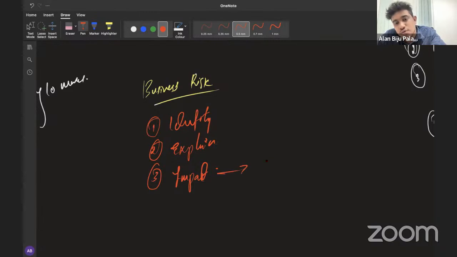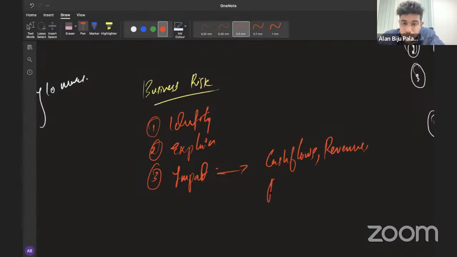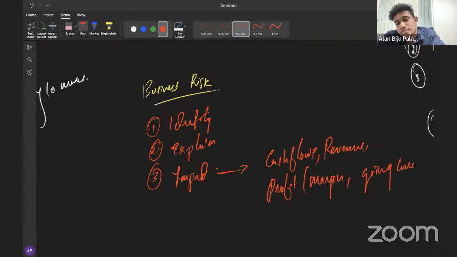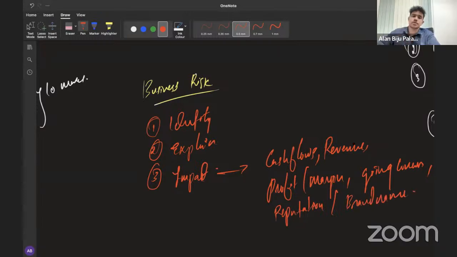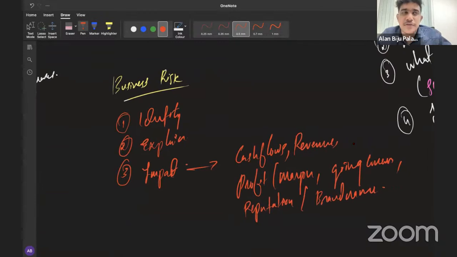Literally, we can show the impact over the company's cash flows, the impact over company's revenue, the impact over company's profit or margin, the impact over the company's going concern ability, the impact over company's reputation or brand name, etc. So we'll be showing the impact like this. Say, for example, it may be mentioned in the scenario that the company is getting the whole of their inventory or supplies from a single supplier.